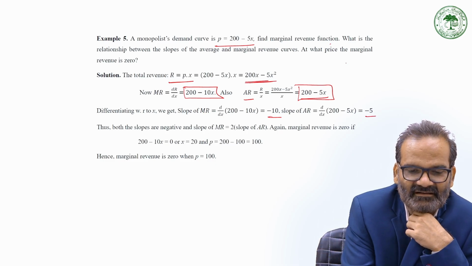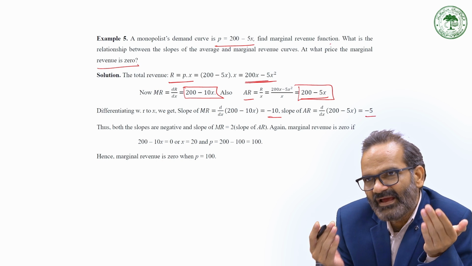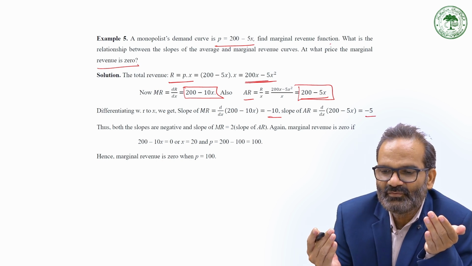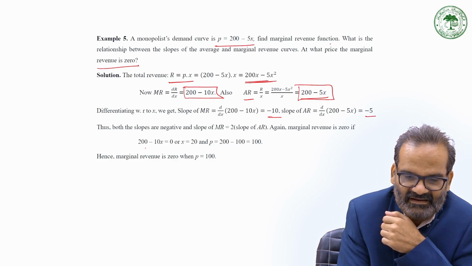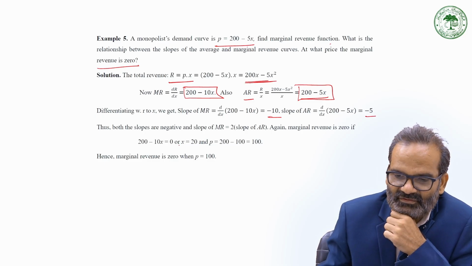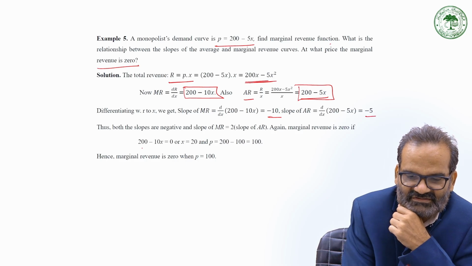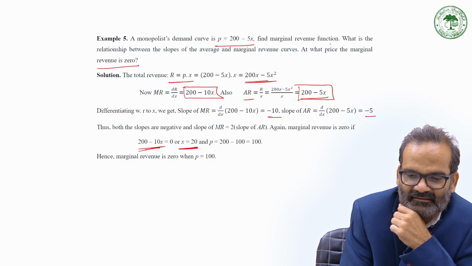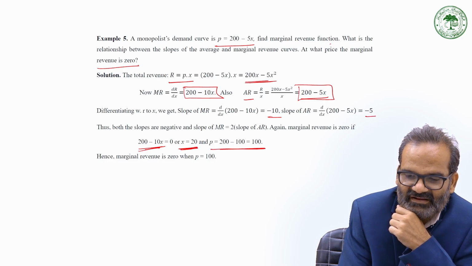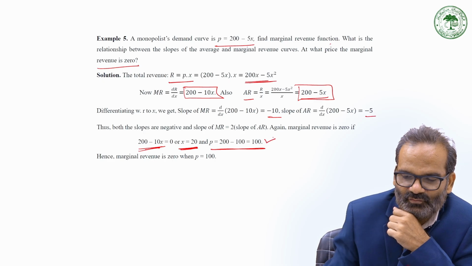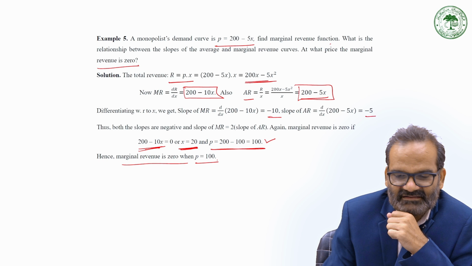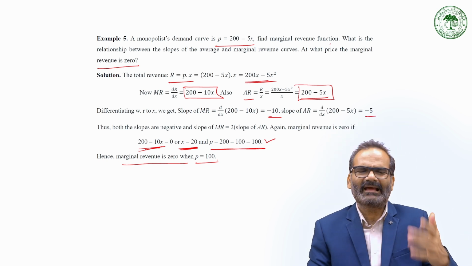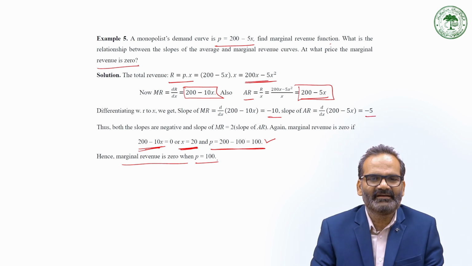At what price is the marginal revenue 0? The marginal revenue is 200 minus 10x, equals 0. So 200 minus 10x equals 0. This means x equals 20. So if x equals 20, put the value of x in our demand function. The price comes out to be 100 rupees. Hence, the marginal revenue is 0 when the price is 100 rupees. So you can calculate almost everything from the data given.